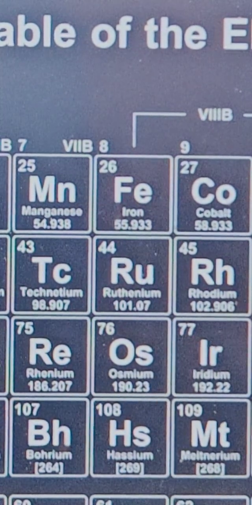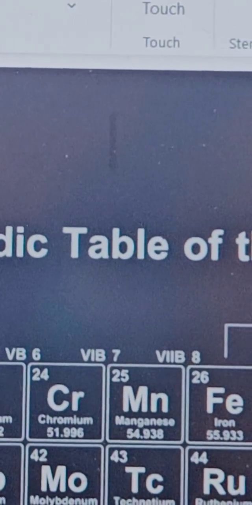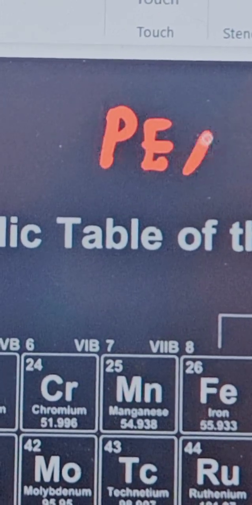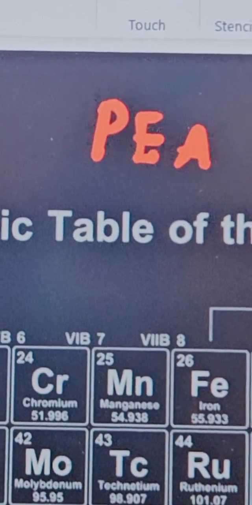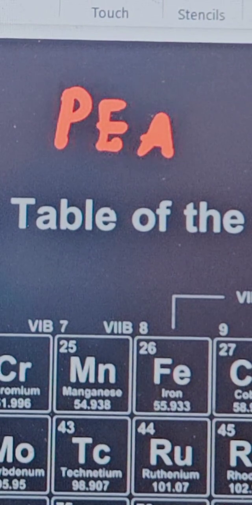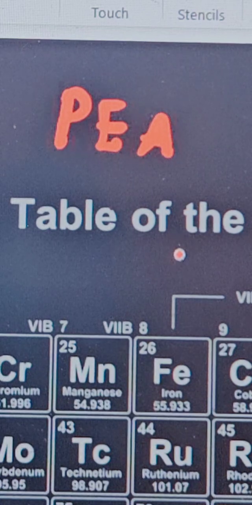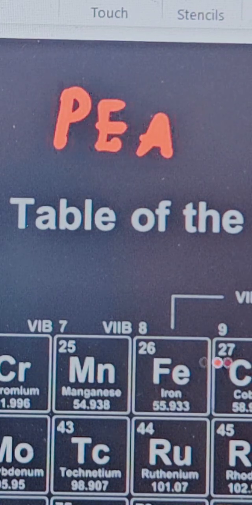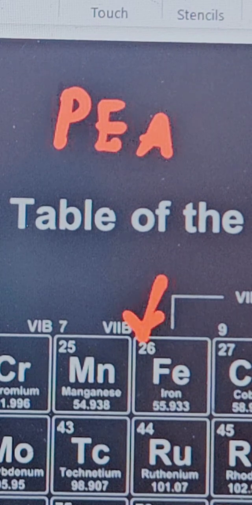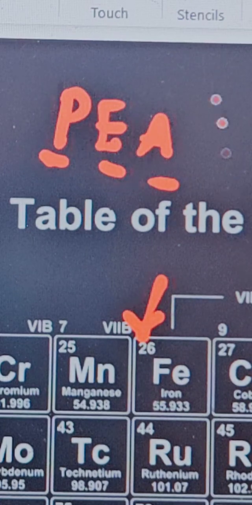So think about a sweet pea. Okay, think about a sweet pea. Matter of fact, let me write this here so you all can see this. Think about a sweet pea, P-E-A. Protons, electrons, and atomic number are equal to the same thing, all right? Except for when you have ions, and we'll get into that in a minute. But what I want you all to do is to take a look at iron right here. You see that 26? That's the protons. That's the electrons. That's the atomic number.